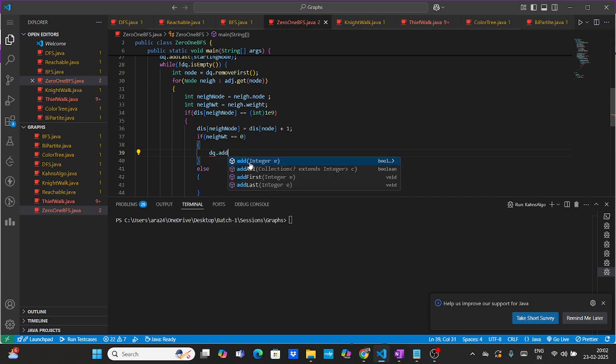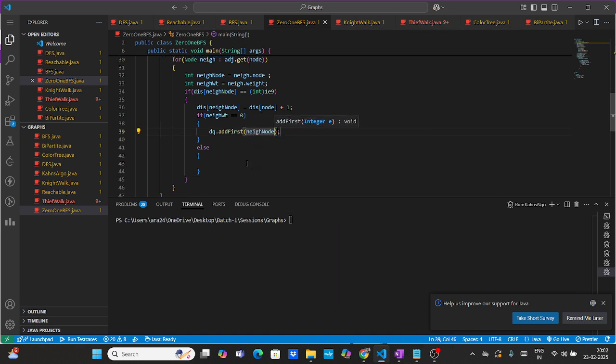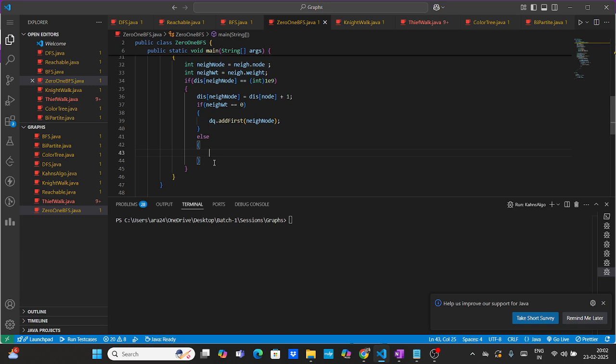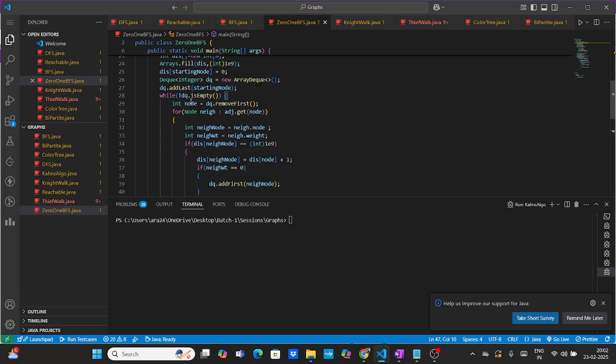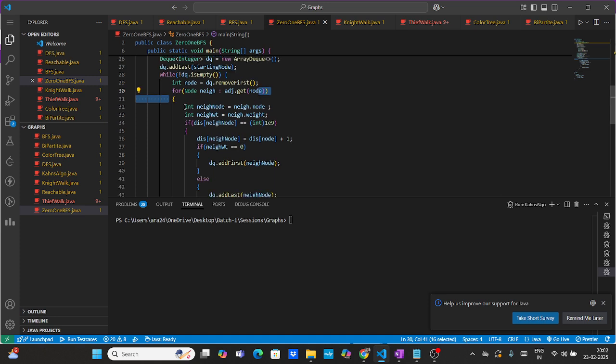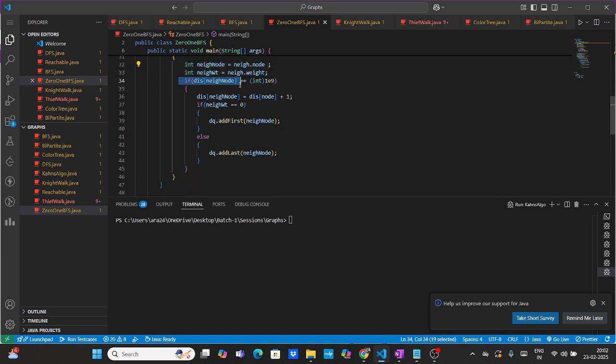dq dot add first of... Remove? Where did remove come from? Sorry, we'll be adding it last, right? Can I say this is the one? That's all. Got it. Will it work, or is there any bug? What we have done: removed the node, gone to the neighbors, looked at the neighbors' values, and if it's the first time, do this. I guess we are good.